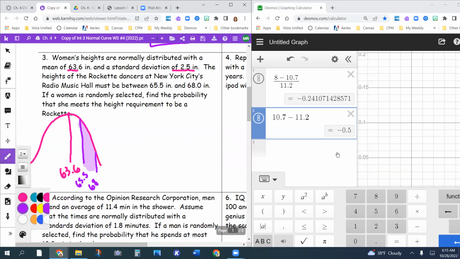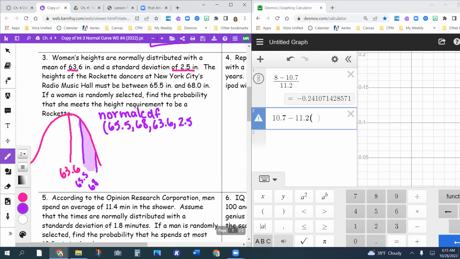So for this, we're going to do normal CDF on our calculators. And we're going to put in our lower bound, which is 65.5, our upper, which is 68, our mean, which is 63.6, and our standard deviation, which is 2.5. And that's going to give us our answer.